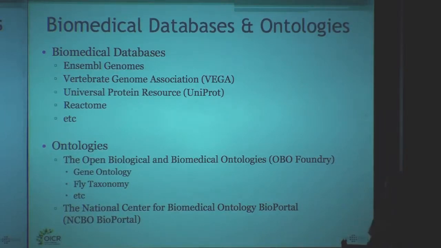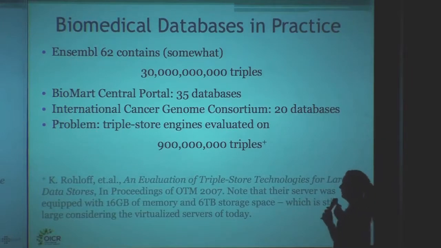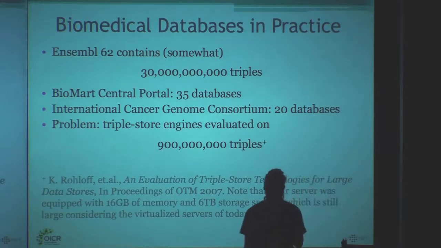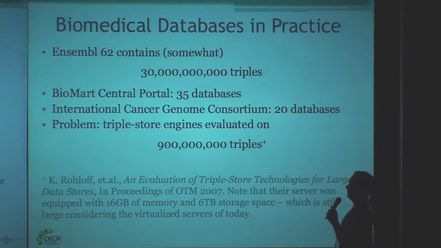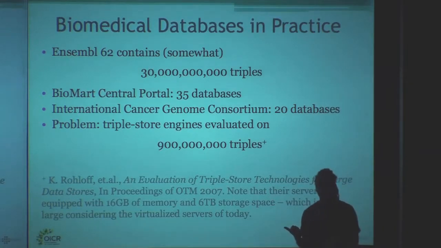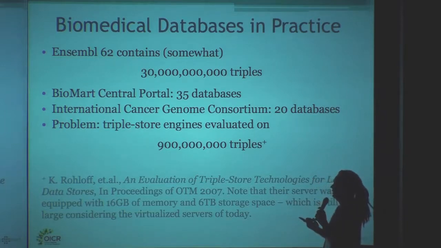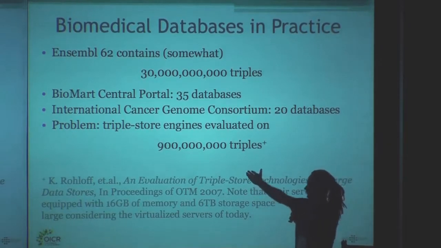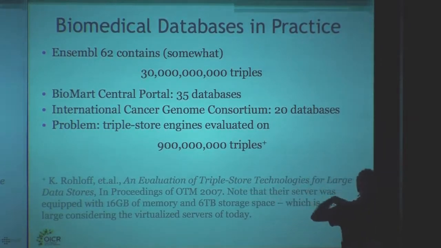Why are they not really incorporated so well? The thing is, in practice, for example, Ensembl contains 30 billion triples, if you estimate it roughly. And the BioMart Central portal has 35 databases, which it hosts, or serves, right? And Ensembl is just one of them. And the ICGC also has 20 databases, and the largest triple store engines are evaluated at less than a billion triples, right?